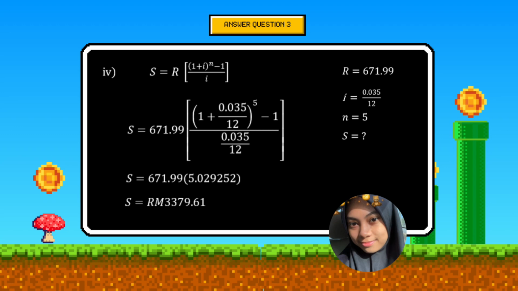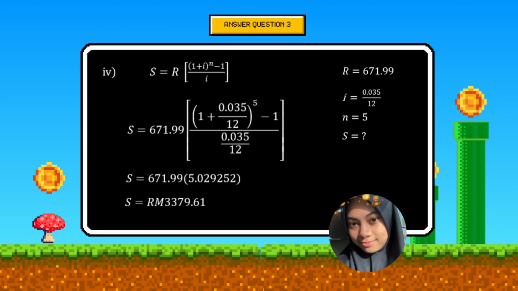And the last question, calculate the amount that the customer has to pay on the 5th payment if the customer fails to pay the first 4 monthly payments in order to settle the outstanding arrears. So this time, we will use the future value formula, which is S equals R, open bracket, (1 plus i) to the power of n, minus 1, divided by i, close bracket. So we have to find what is the S.